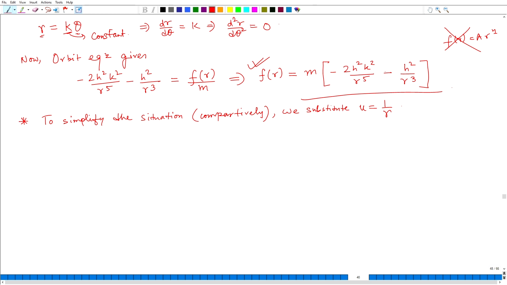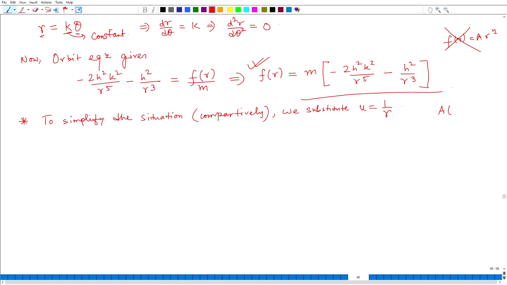Now, at this point there is a small subtlety you have to understand: these two situations are not exactly equivalent. Whenever you have laws f of r, the force laws as a function of r, you can have this type of force law without any problem for all r possible. Let us say some alpha r to the power n, where n is greater than 0.